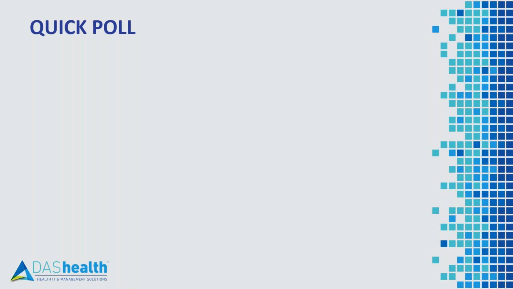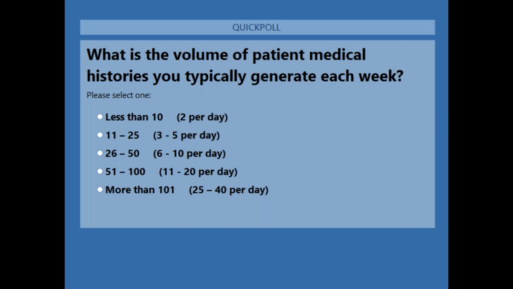Second one is, what is the volume of medical record histories that you fulfill in a week? So do you fulfill less than 10 in a week, 11 to 25, 26 to 50, 51 to 100, or more than 100 in a week? I'll go ahead and give you, close it out in 5, 4, 3, 2, 1.